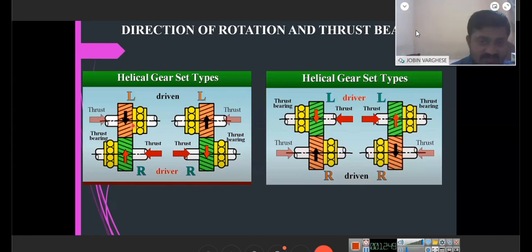One of the main advantages is that there will be less vibration and less noise for this type of gear. However, in the case of speed, it is not much advisable for this one, and speed reduction is not as good as for spur gears.